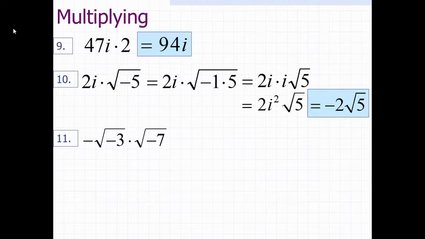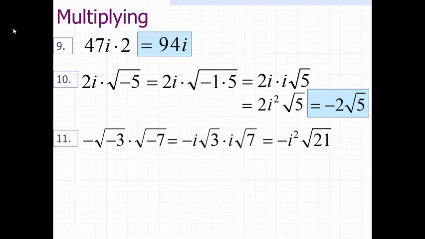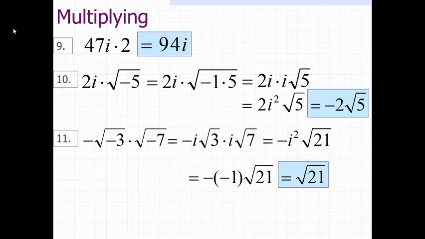Okay, here we have a negative, and we have the square root of negative 3 times the square root of negative 7. So each of these gets an I taken out. So notice it's a negative I squared square root of 21. Well, I squared was negative 1. So a negative times a negative 1 equals just a positive 1. So you get the square root of 21.